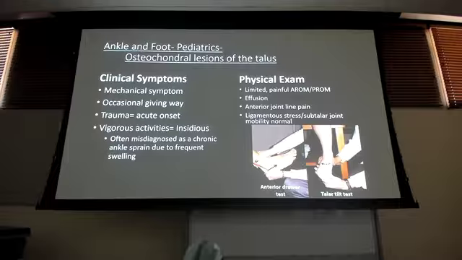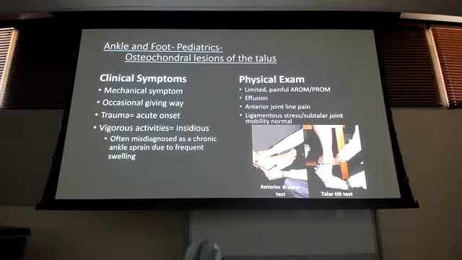There's anterior drawer, you're just looking for any laxity in that joint. You're pulling on it while you're stabilizing the ankle. And then you have your talar tilt, where you're just tilting the foot and assessing for mobility in that joint. Patients are going to have, sometimes, especially if it's more acute onset, limited or painful range of motion. You may see effusion, joint line pain.